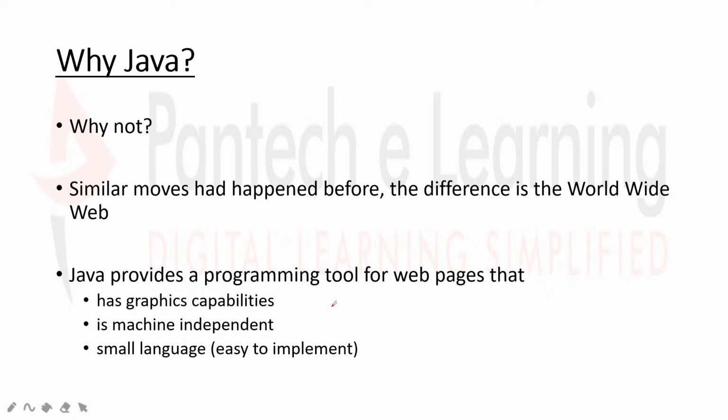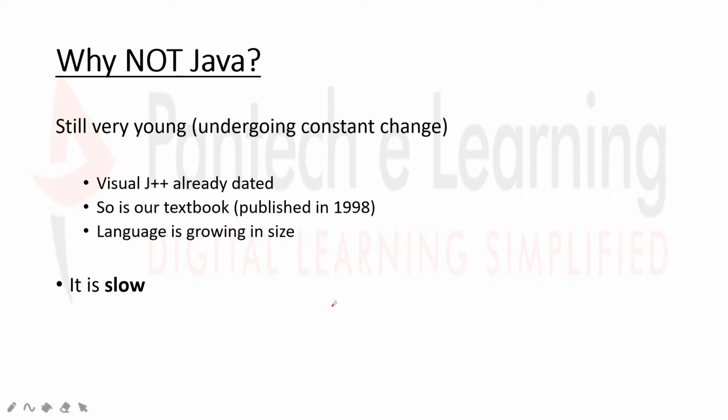Why? Because Java gives graphics capabilities, it is machine independent, and it is a small language that is easy to implement. So that's why we still use Java. And then, why not Java? Java is generally outdated. Outdated means its growing size is small, and the compilation speed is also slow compared to any other languages, not only Python, any other languages. So that's why we may not need Java.